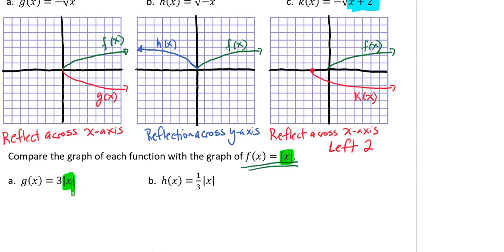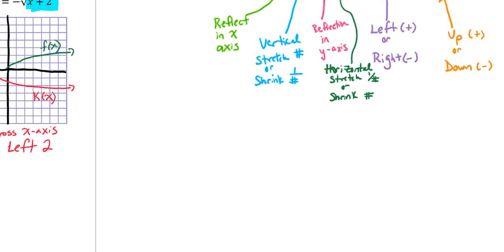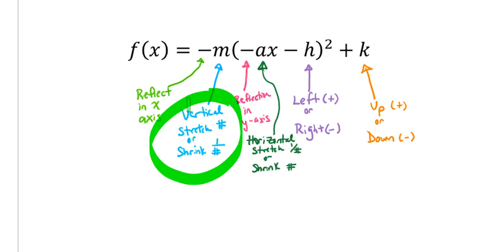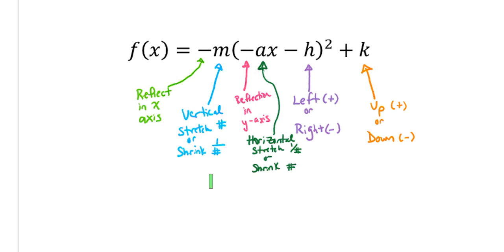We have a 3 out in the front. Well, what does that mean? If we have a number out in the front, according to our graph, that's going to be a vertical stretch or shrink, depending on if it's a whole number or a fraction. So if it's a whole number that's greater than 1, it'll be a stretch. And if it's a number that is smaller than 1, that will be a shrink.